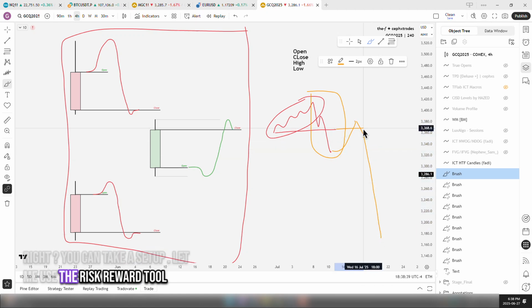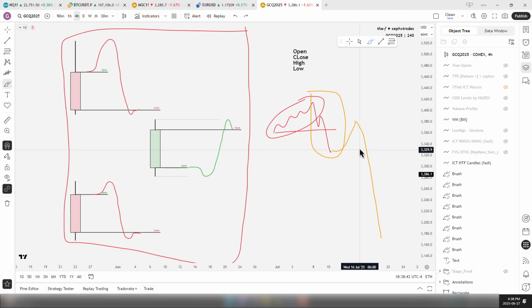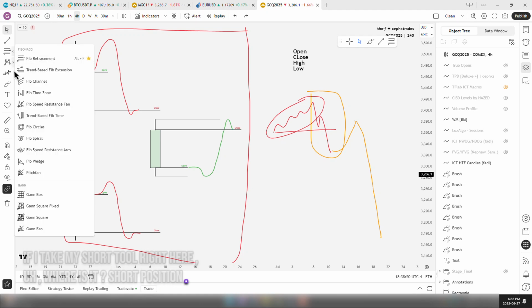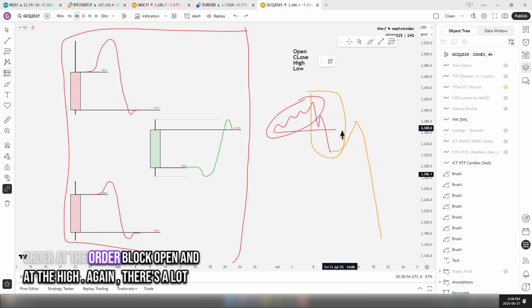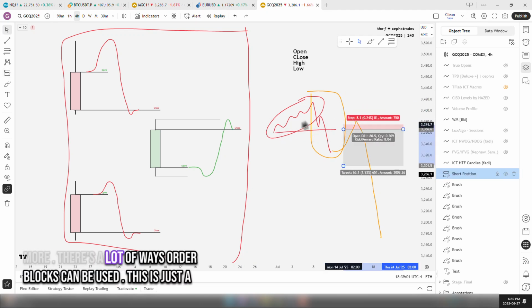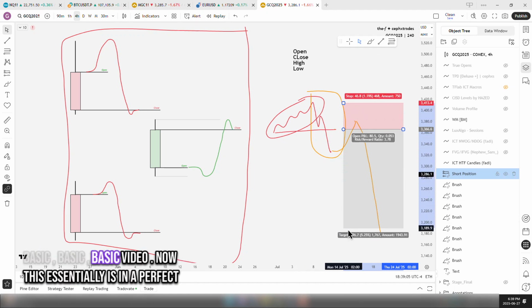Let me use the risk to reward tool instead of drawing. So if I take my short tool right here, where is it? Short position. After we have the change in state of delivery, you can set your order at the order block open and at the high. Again, there's a lot more. There's a lot of ways order blocks can be used. This is just a basic video.